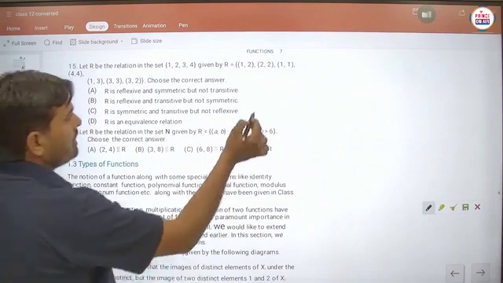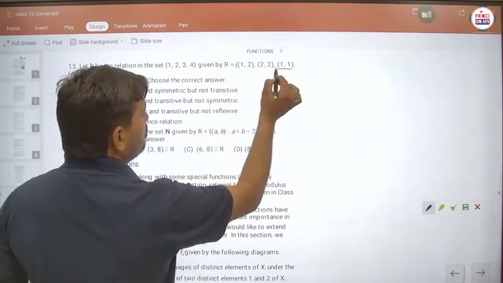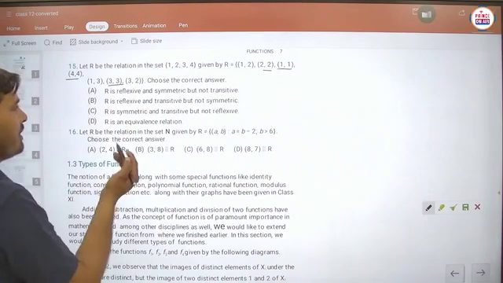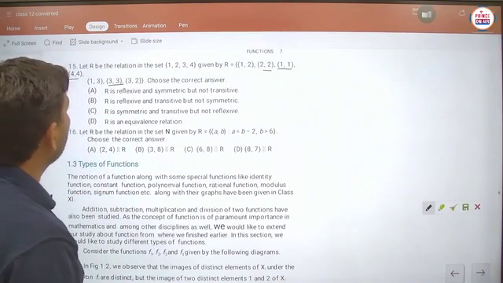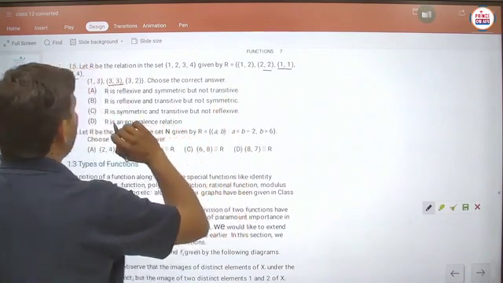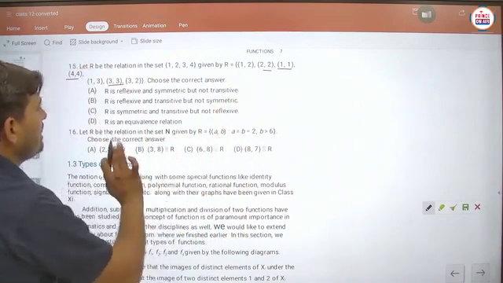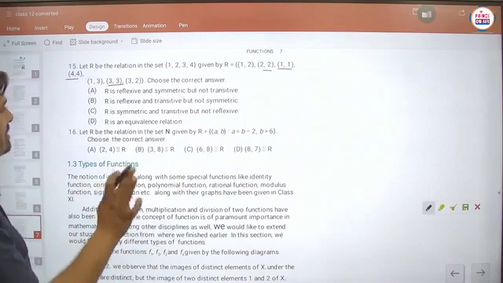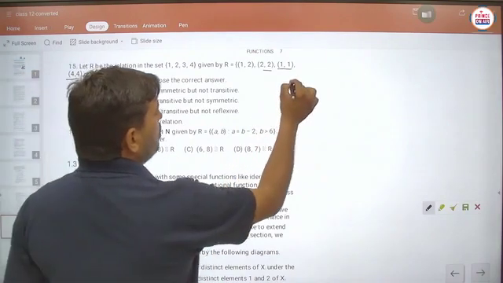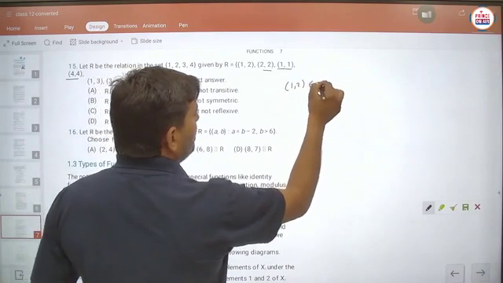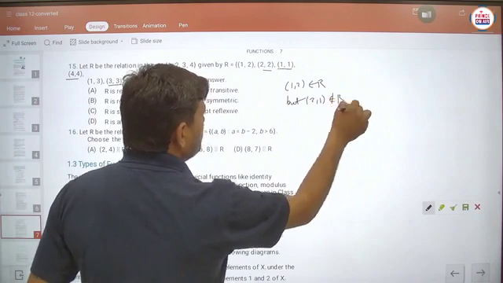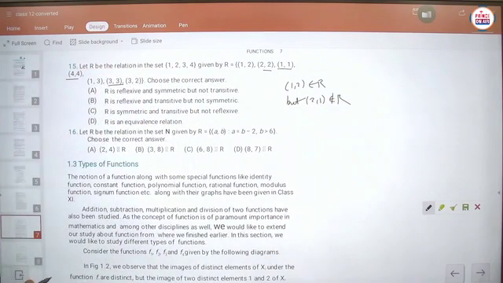So basically, students, (1, 1), (2, 2), (4, 4) and (3, 3) are there, so definitely R is reflexive. Next, symmetric. Here (1, 2) belongs to R, but (2, 1) does not belong to R. So it is not said to be symmetric. Is it clear?